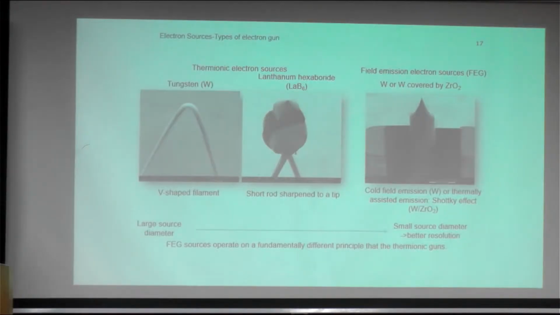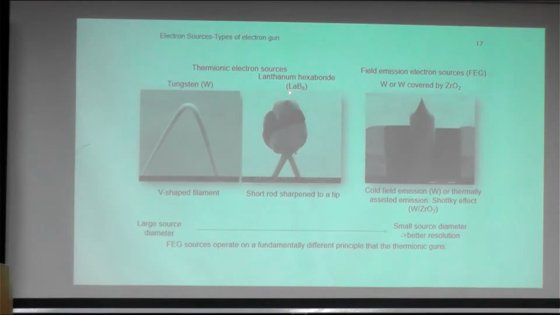So now to the electron guns. First you need to produce an electron beam, and there are different types of electron sources. There are two types of sources: thermionic electron sources and field emission electron sources. The thermionic electron sources are made either of tungsten or lanthanum hexaboride. Here, tungsten, you see, is made of a V-shaped filament.